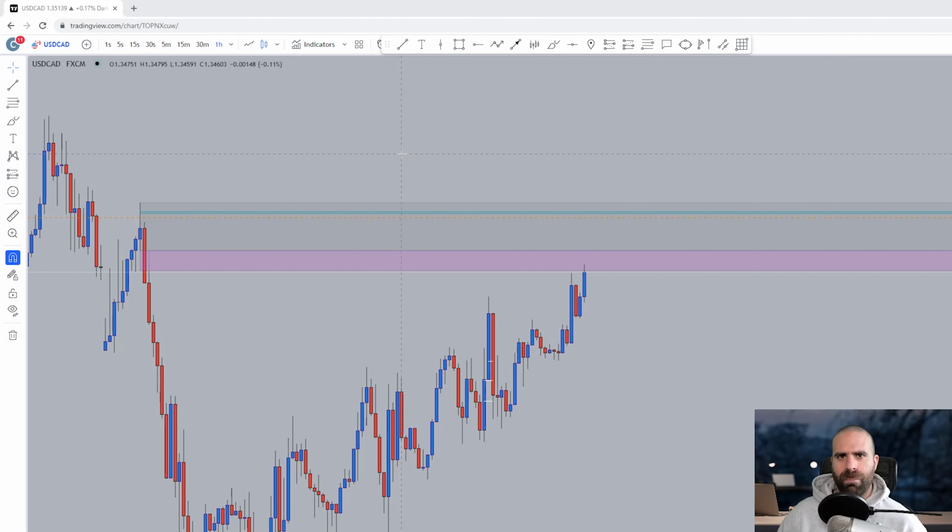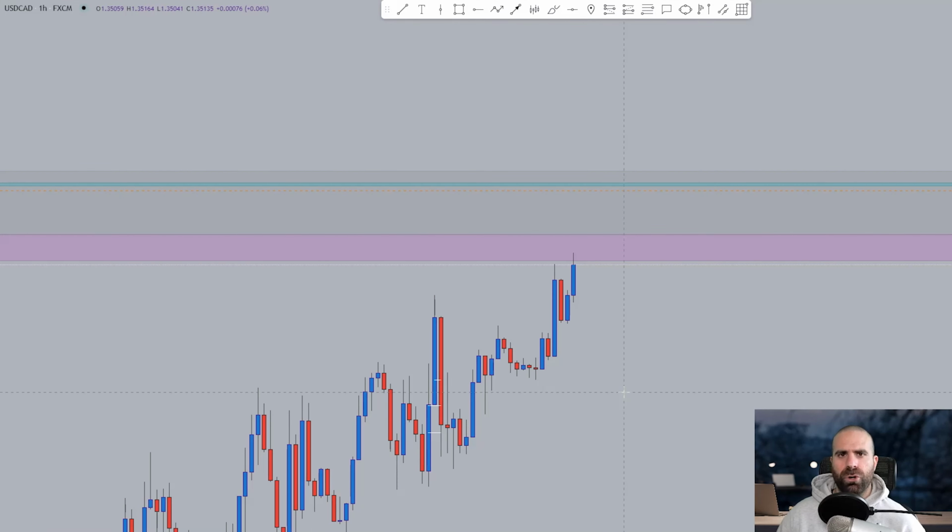Today we are gonna talk about the fair value gap and why the fair value gap is very important in order to be able to identify great trade opportunities, and how if you master the fair value gap, you will be able to make the best trading decisions in the long term.